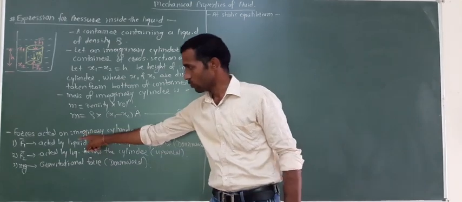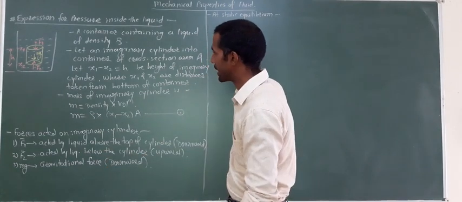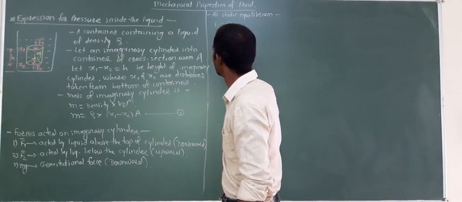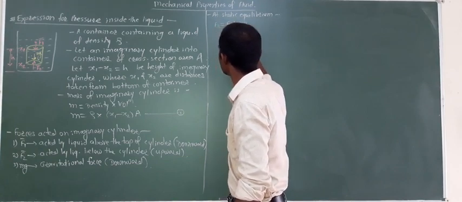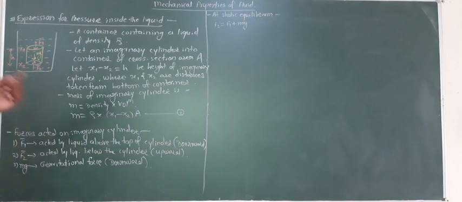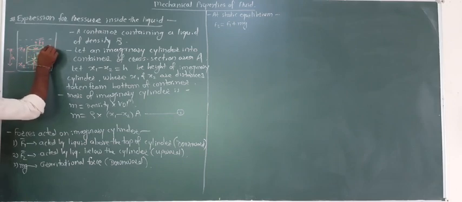Now, if we consider the equilibrium condition, then we can add these forces, and we get F2 is equal to F1 plus mg. Get it? This is the equation of forces. Now we can take the pressure here instead of force. As this F1 force acts perpendicularly, we can take the pressure at the top as P1.